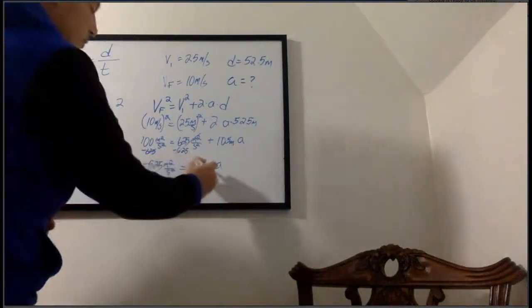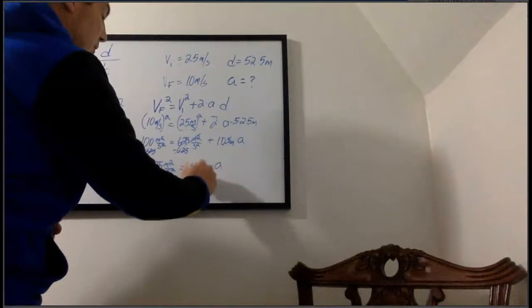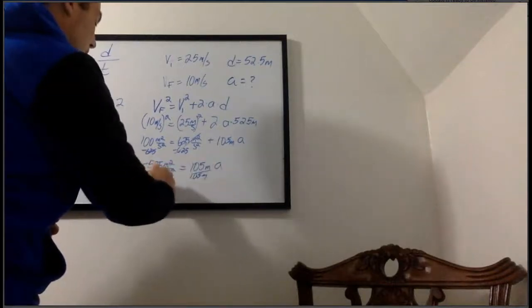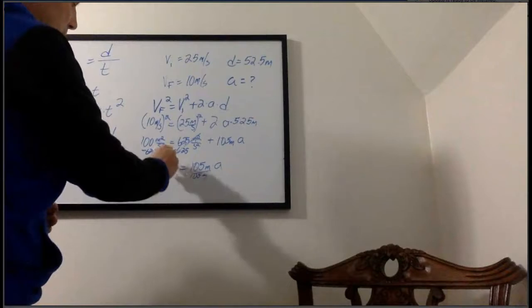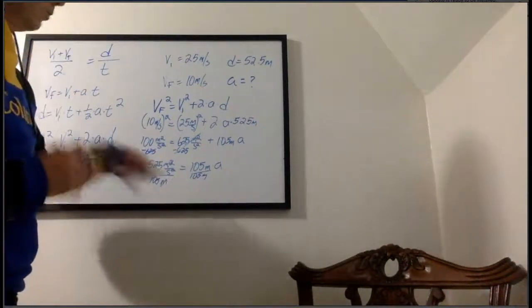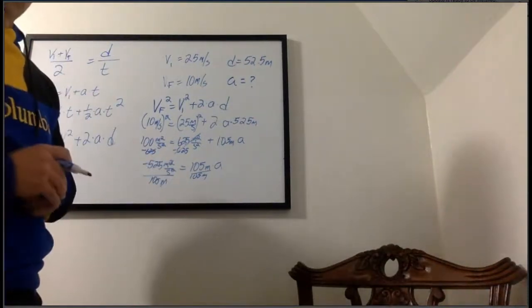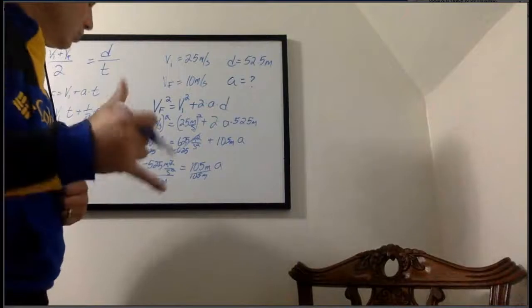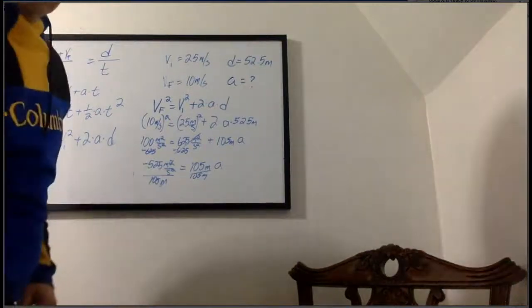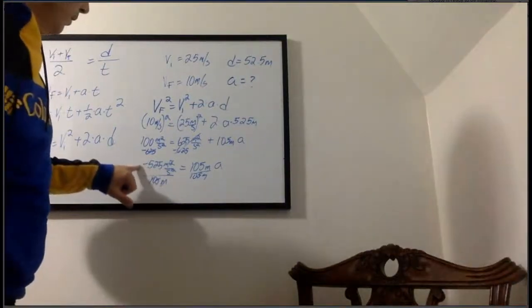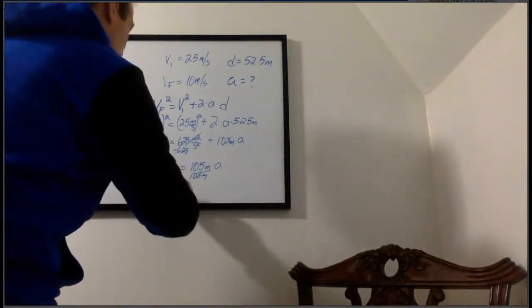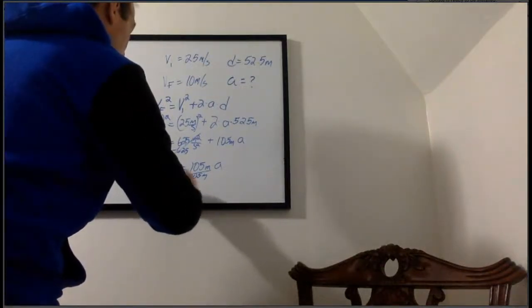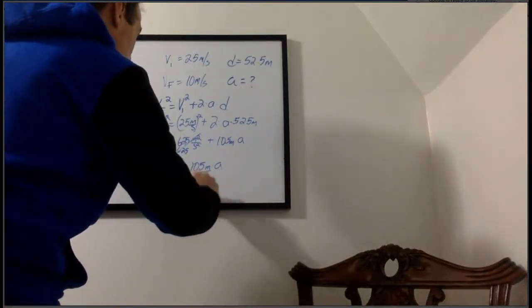So now I'm going to divide both sides by 105 meters. Okay, this meter is going to cancel out with one of those, so now it's just meters per second squared. Hey, we got those units for acceleration again. Cool. All right, so now I take negative 525, divide by 105, and I'm going to get negative 5 meters per second squared equals A.